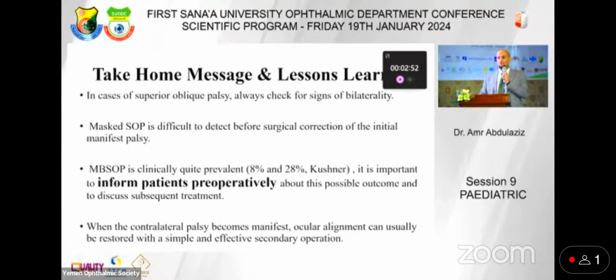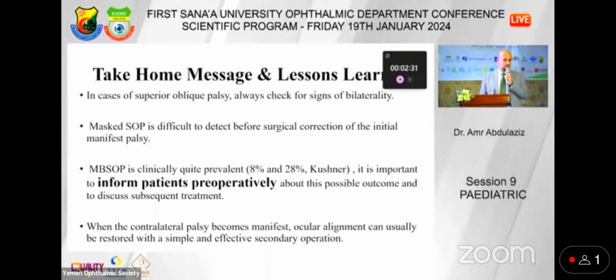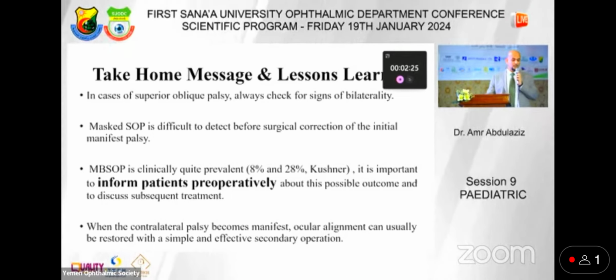Any patient with vertical strabismus, especially superior oblique palsy, I usually tell them that there is a chance, almost 50%, that we will need to take him back to the operation theater. This patient, I had given him good counseling that there is a high chance we would need a second operation, so the patient accepted the matter well, alhamdulillah. When the contralateral palsy becomes manifest, ocular alignment can usually be restored with a simple and effective secondary operation.